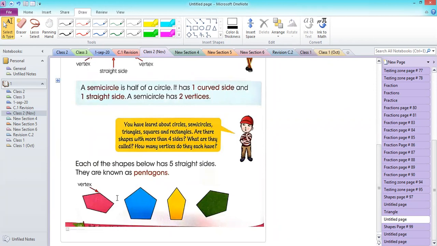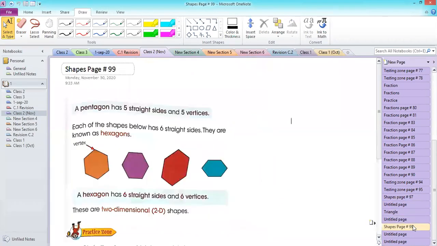Some shapes I draw for you and some shapes are here, you can see. 1, 2, 3, 4, 5 vertices and 5 sides, all pentagons have. So these all are pentagons. Coming to page number 99, you can see the hexagons also. These all are hexagons. Hexagons can also be in different shapes.